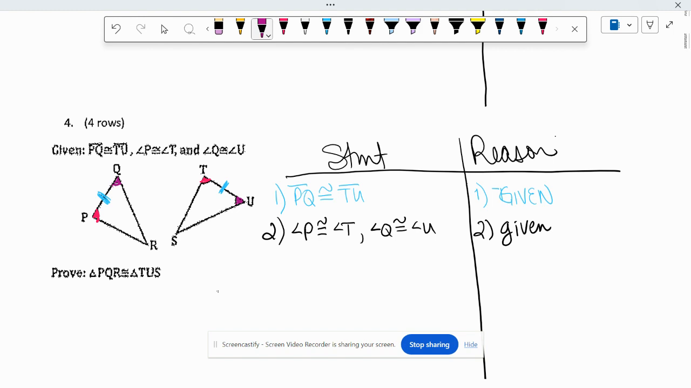Okay. Keep going, Tyler. And I'm pretty sure that that's enough. It is enough. So you're gonna have ASA, I think. Well, what are we saying? What are we writing down for our statement? Triangle PQR is, I don't remember that word. Congruent. Congruent to triangle TUS. Perfect. And what reason is that? ASA. Perfect.